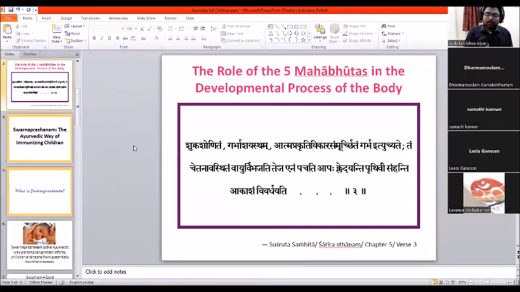So this is all about the basics. The basics of the three doshas with reference to children. And I would like to talk about a few commonly occurring problems in children and how to overcome them. So, for example, child asthma is a common problem that occurs in children.